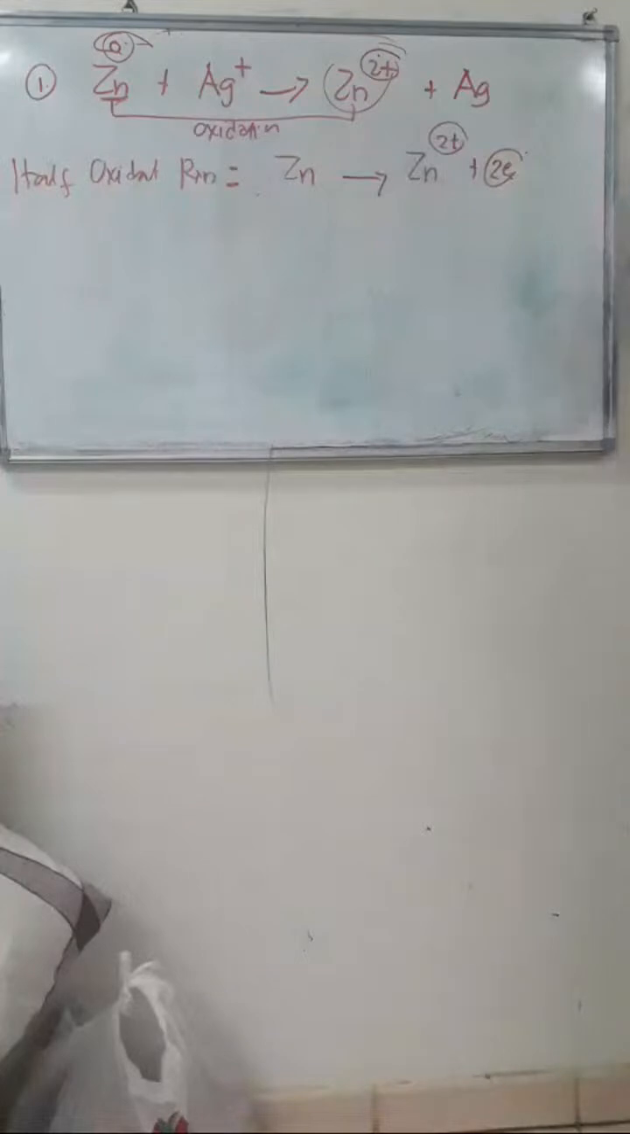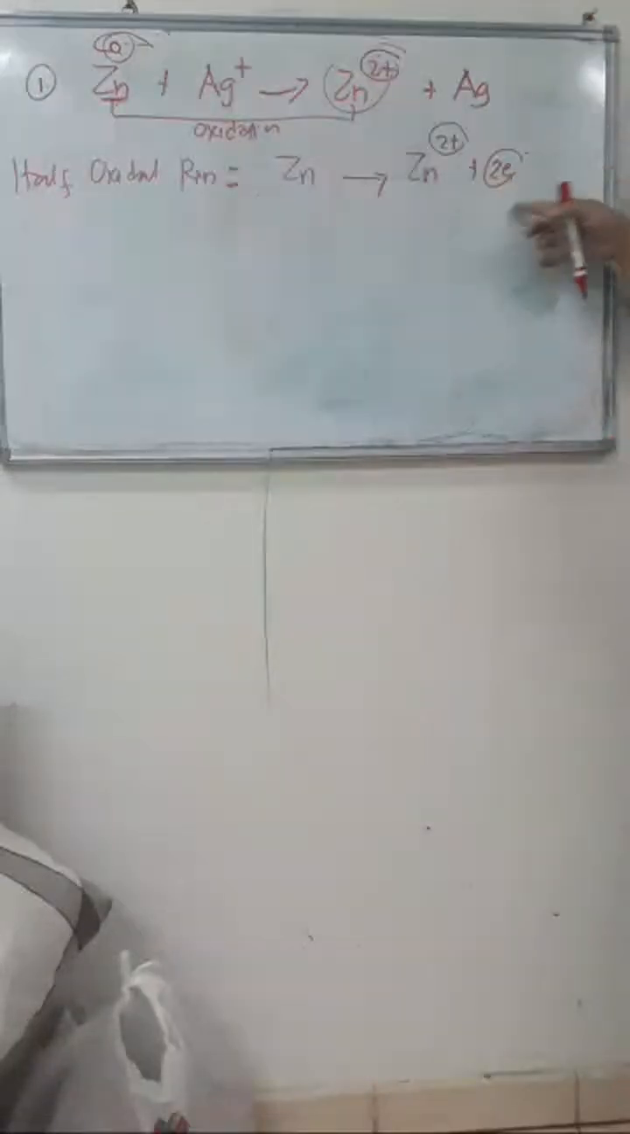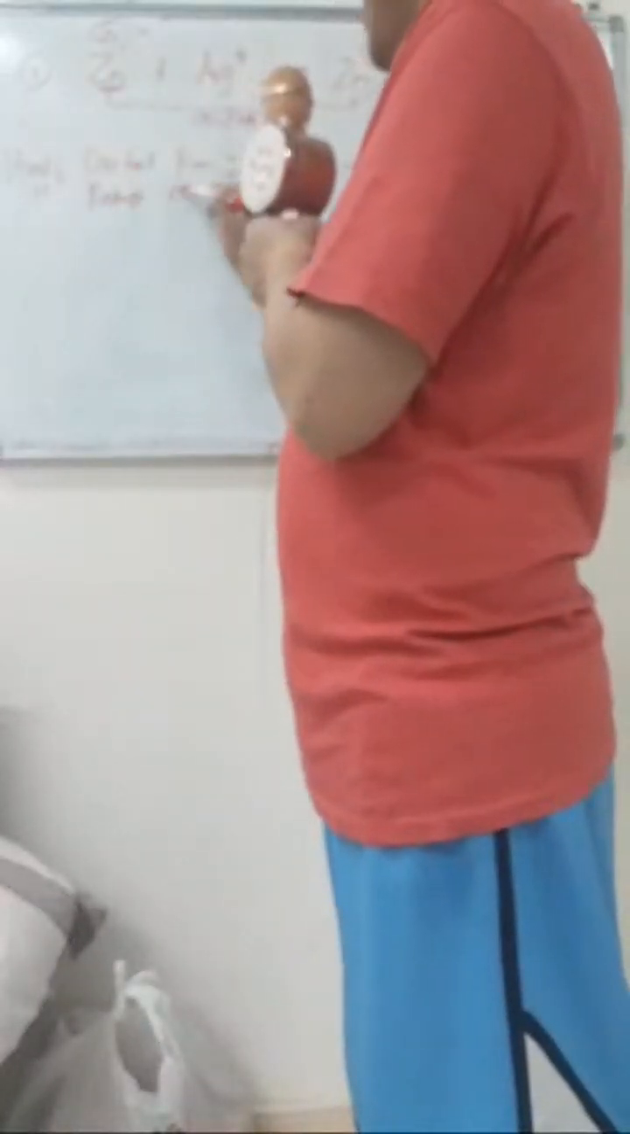Okay. 2 electrons because it loses 2 electrons from 0 to 2. That's why I put 2 electrons here. That's the answer why I put 2. It's not the charge really, actually. Get the point? Things like that. Okay. Then we go to the half reduction reaction.